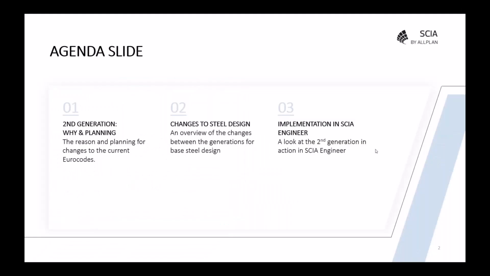So the agenda for today will be to discuss first a bit in general the second generation Eurocodes. Why is there a second generation coming? And also what is the planning? What can we expect from the timing for them in the coming years? Then we will give an overview of the biggest changes that have been made in the base steel design, so Eurocode 3 1-1. I will not go into detail because we only have 45 minutes, but I'll try to give you some idea of the biggest changes and maybe the reasoning why they have changed.